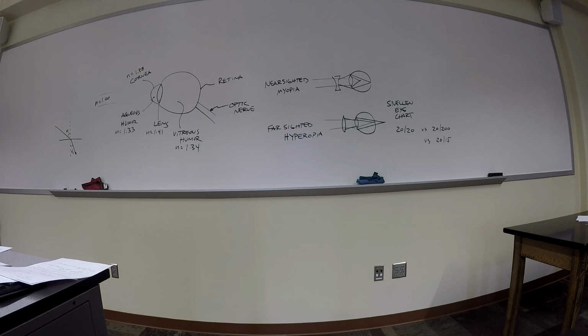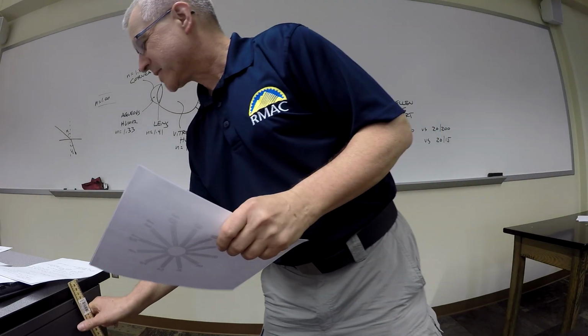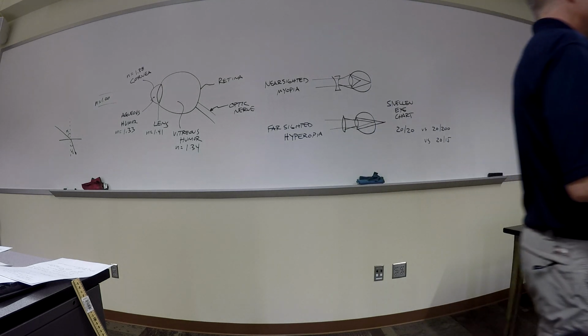Anyone know what this is supposed to be a test for? It's an astigmatism test. Isn't astigmatism when your eyeball shape is not what it's supposed to be? It literally looks like a circle. Is something supposed to be wrong with this? I think if you see something wrong, you might want to get checked. So this is an astigmatism test, and what happens with astigmatism is when your cornea is not spherical.